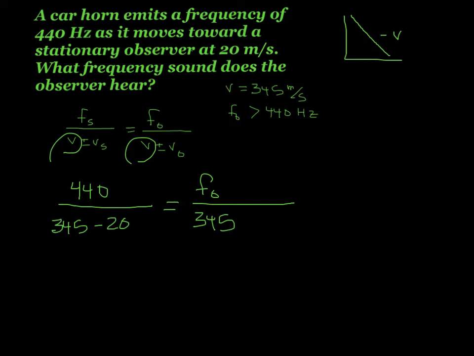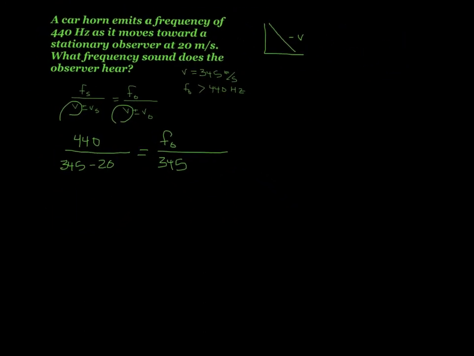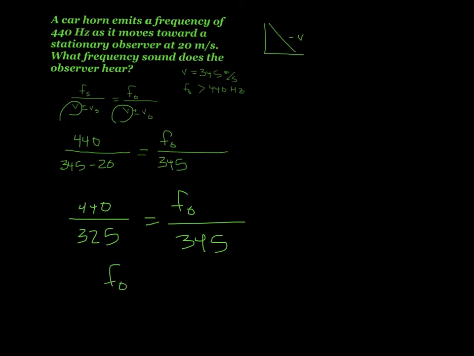When I do the math, it's a little bit easier if you simplify this first. So you have 440 over 325 is equal to the frequency observed over 345. Oh gee, how are we going to solve this? It kind of looks like a proportion. So we're going to cross multiply and divide, and we get that the frequency observed is 467 hertz.